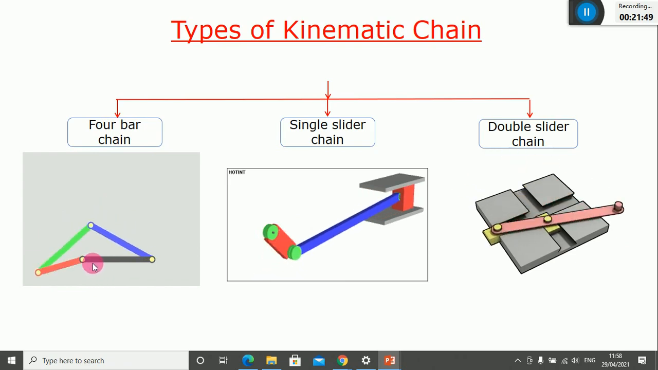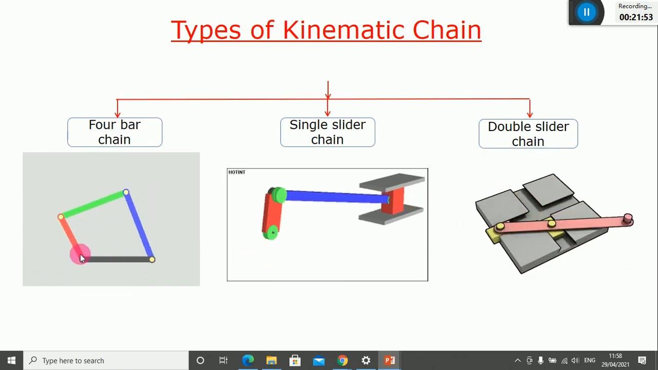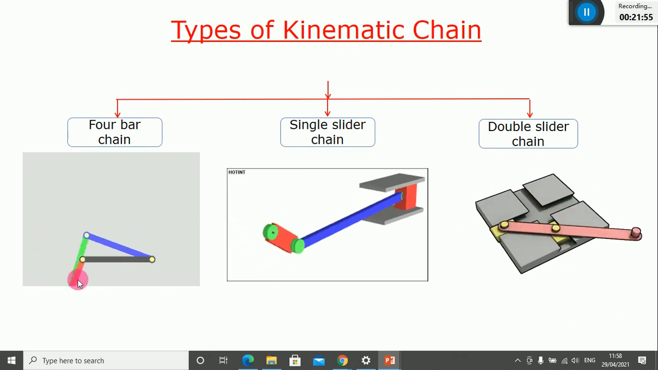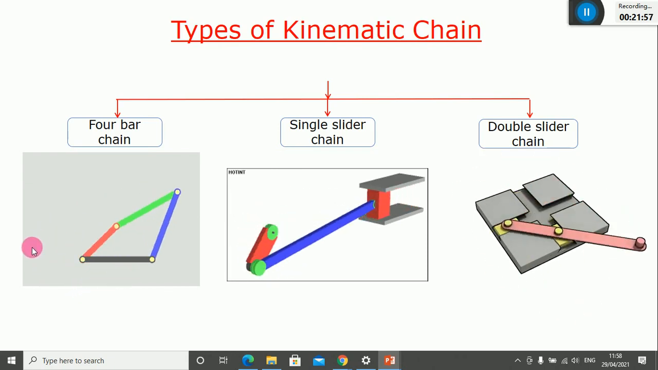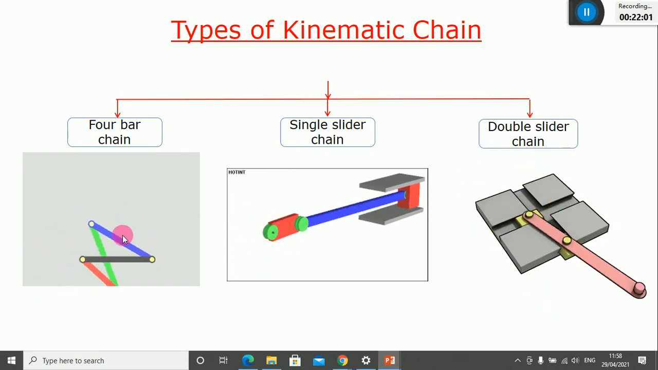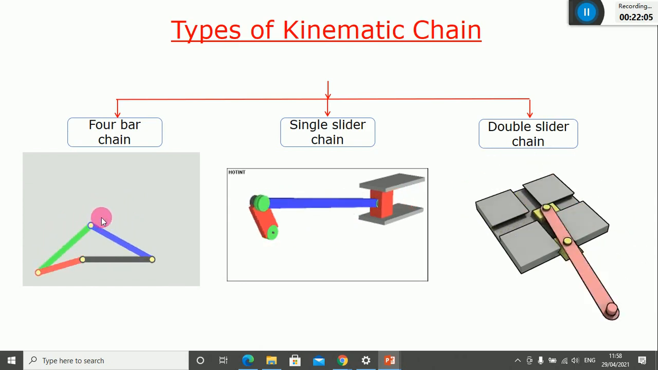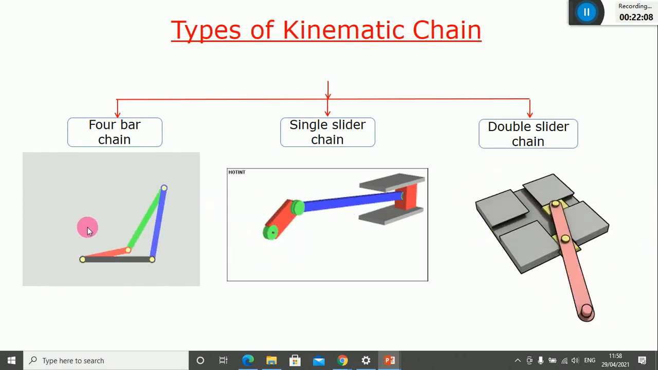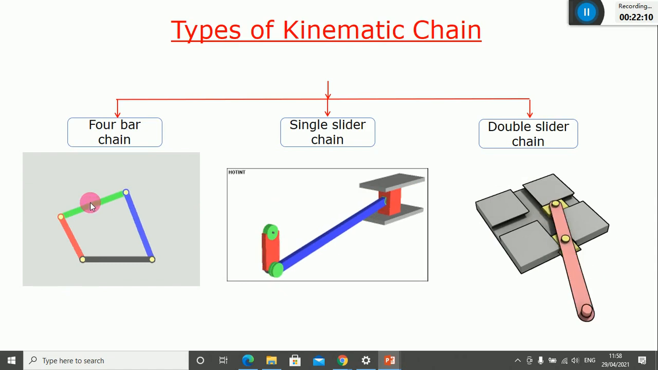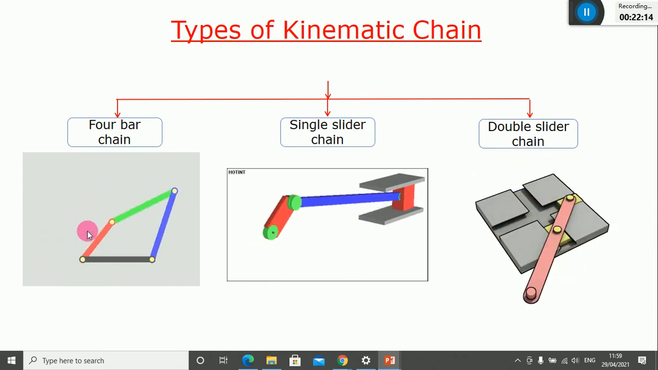Just remember, this black color one is called a frame, which is always fixed, and this red color is nothing but a rotary link. I can call this a crank, and this blue color is a rocker. It will have an oscillating path, and between the crank and the rocker there is one more link. You can call it a connecting link or a coupler.